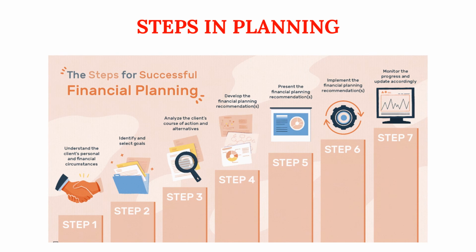There are 7 steps. The first one is understanding the client's personal and financial circumstances. The second one is identifying and selecting goals. The third one here is analyzing the client's current course of action and potential alternative courses of action. The fourth one here is developing the financial planning recommendations. The fifth one is presenting the financial planning recommendations.